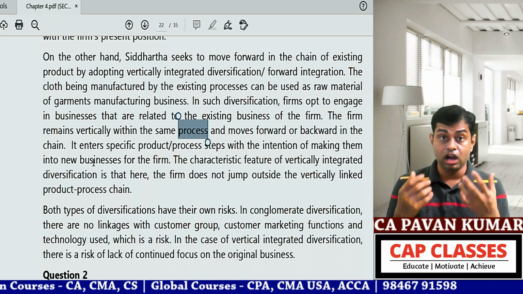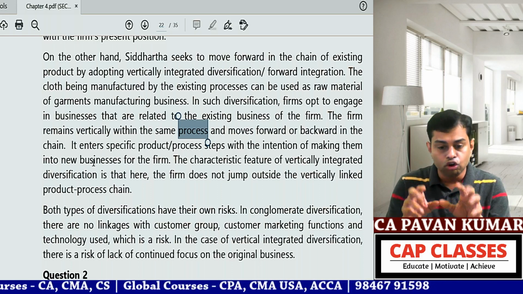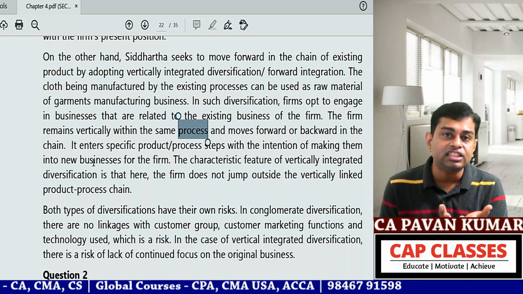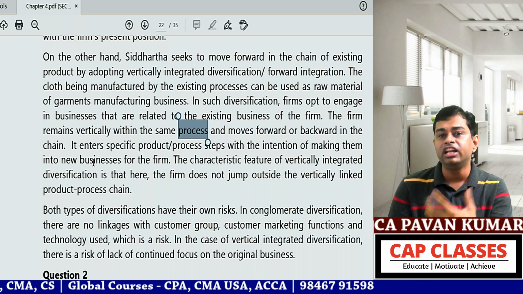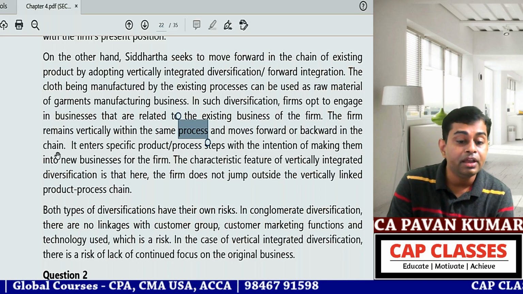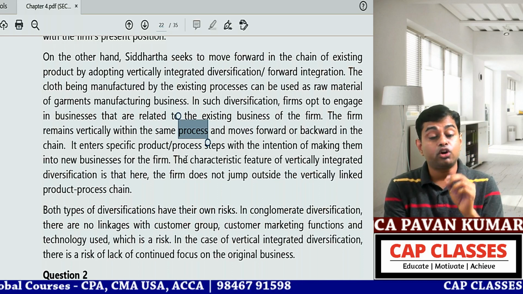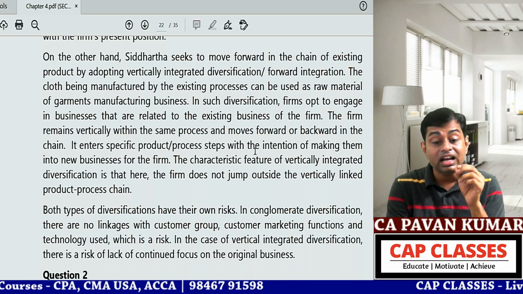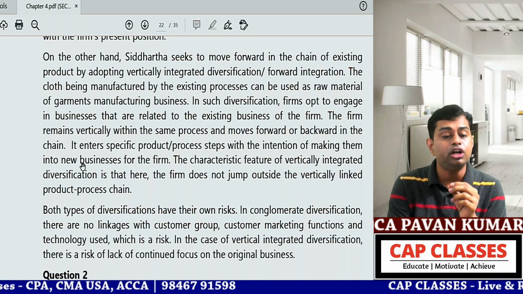Okay, if you have a doubt about what is supply chain, Google it. Dear Google, tell me what is supply chain. In 1 second, Google will give you 1.285 million images. So you can read from it. It enters specific product or process steps with the intention of making them into new business for the firm.